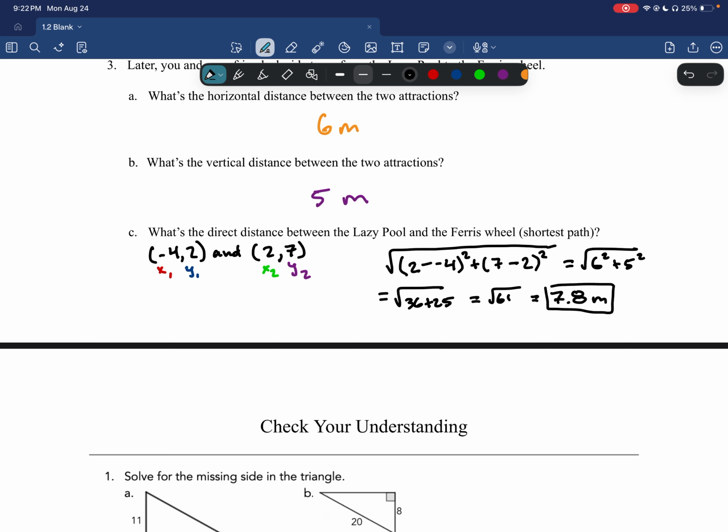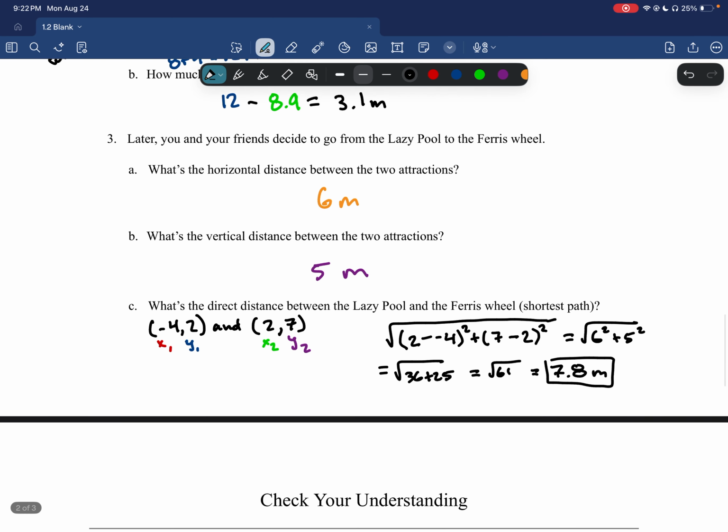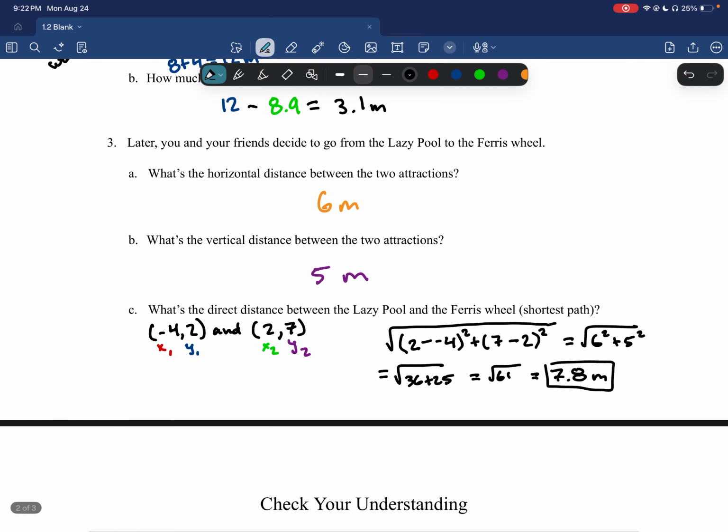And if you choose to do it the a squared plus b squared equals c squared way, you should get the exact same answer, right? 6 squared plus 5 squared, which, wouldn't you know it, is exactly what we have right here, right? 6 squared plus 5 squared. And then we take the square root of that, we get this exact same answer, okay?